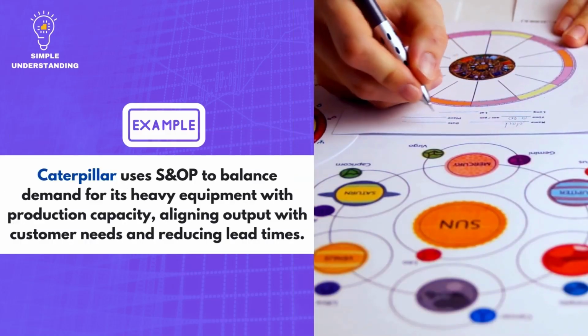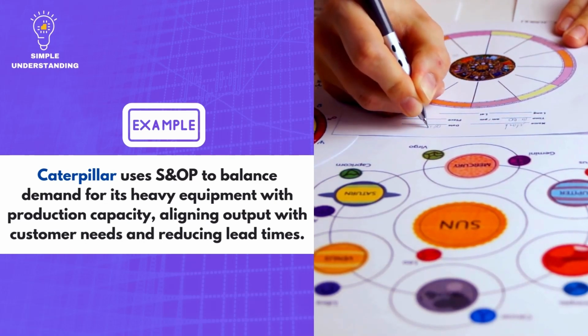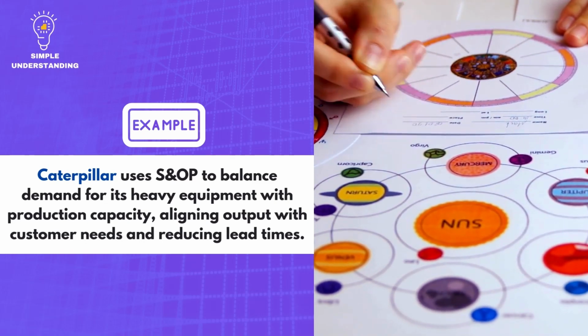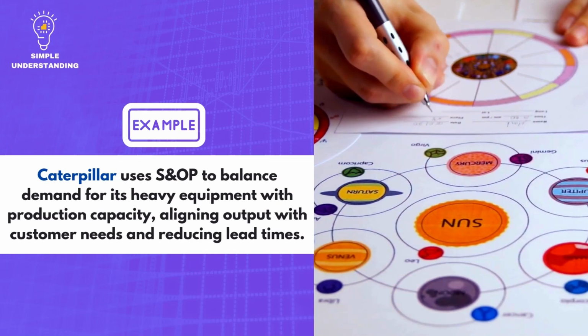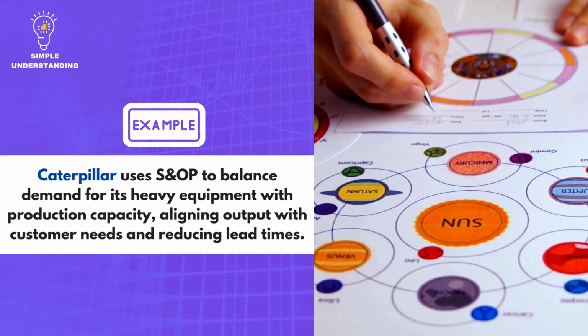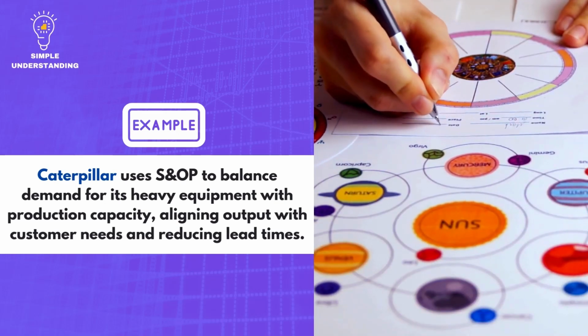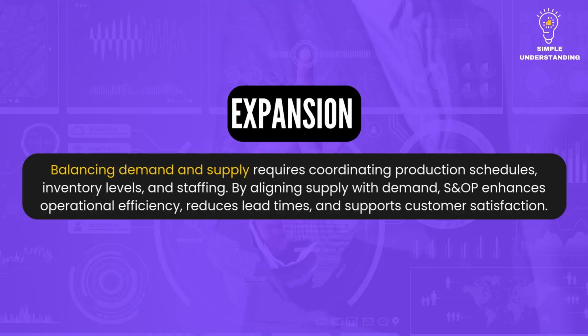Real company example: Caterpillar uses S&OP to balance demand for its heavy equipment with production capacity, aligning output with customer needs and reducing lead times. Expansion: Balancing demand and supply requires coordinating production schedules, inventory levels, and staffing. By aligning supply with demand, S&OP enhances operational efficiency, reduces lead times, and supports customer satisfaction.